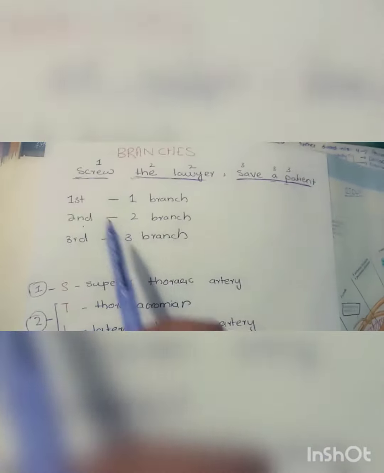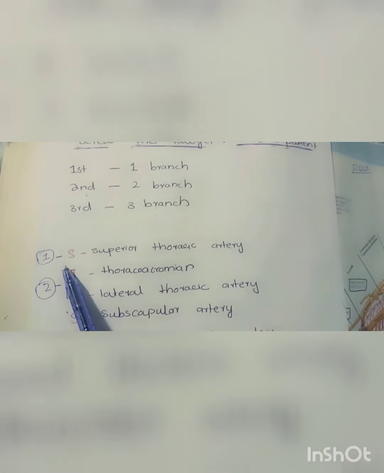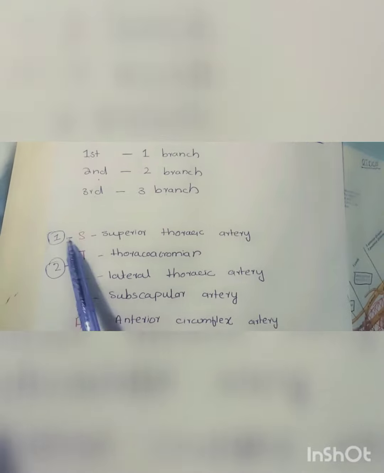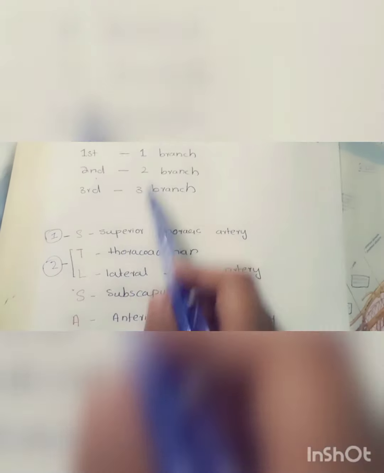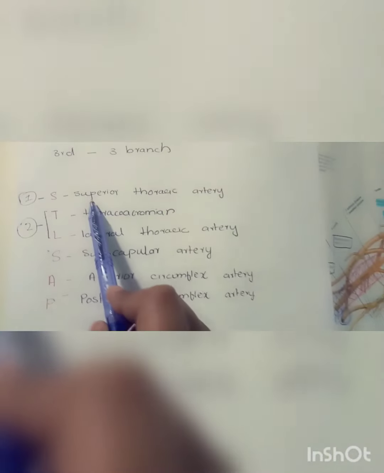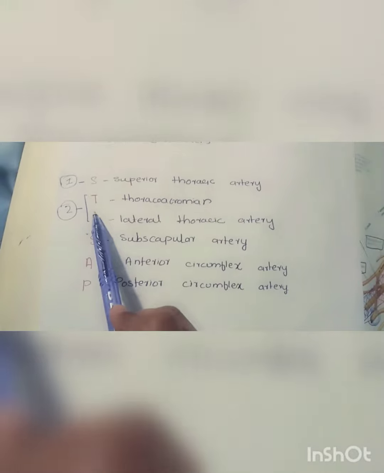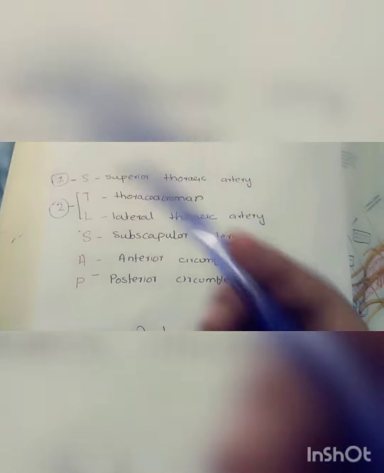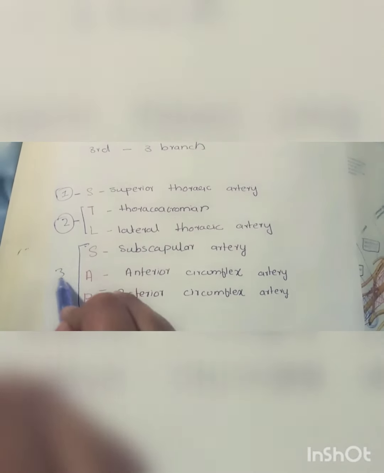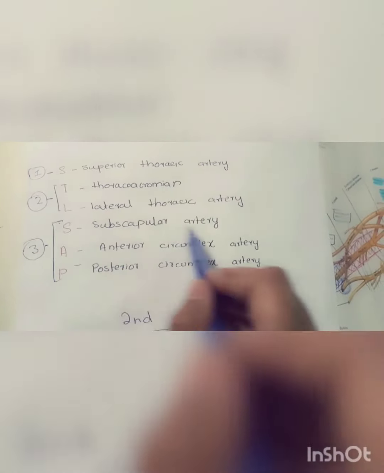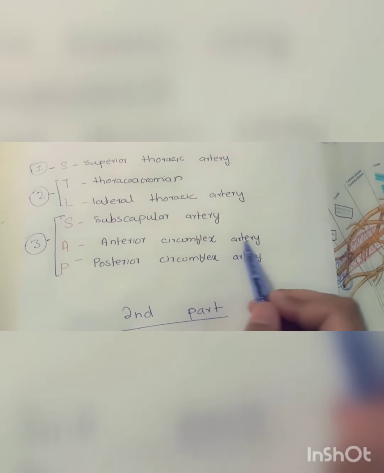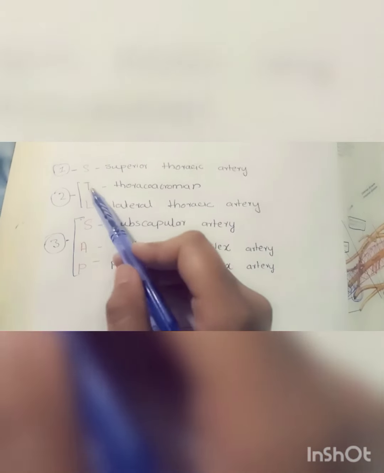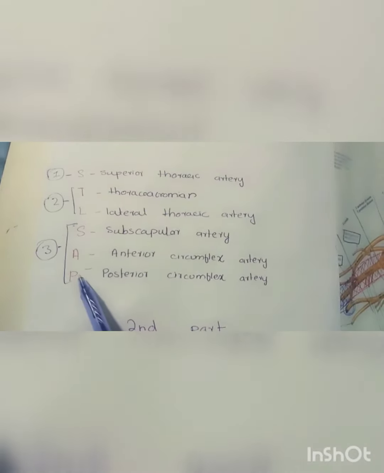So the branches of the first part of the axillary artery: the first part gives only one branch, the superior thoracic artery. The second part gives two branches, the thoracoacromial and lateral thoracic arteries, and the third part gives three branches. The first is the subscapular artery, the second is the anterior circumflex artery, and the third is the posterior circumflex artery. Screw the lawyer, save a patient.